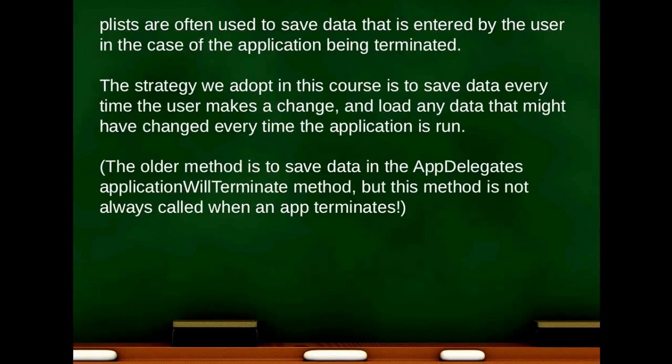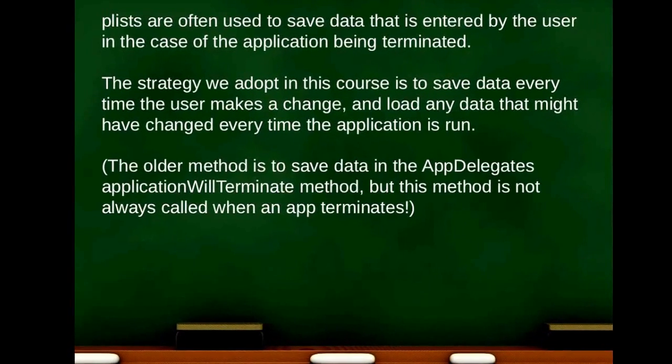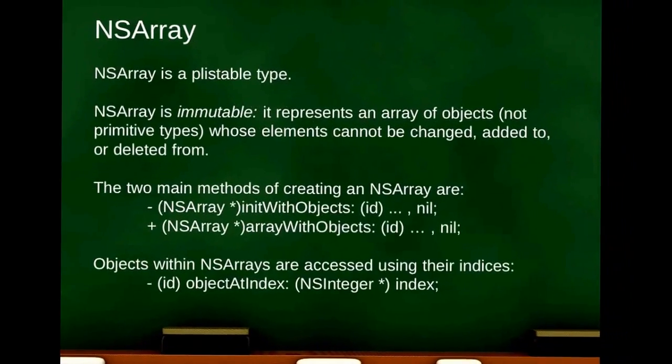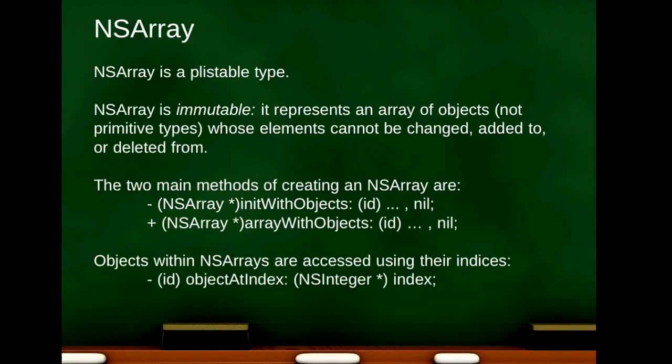If it's a plist object that's changing, and usually it is, if it's an NSArray or NSSet or NSDictionary or a mutable variation thereof, we'll save it out as a plist in the document folder on the device, and then load it back up the next time that application runs. So let's talk specifically about NSArray. It's our first example of a class that is plistable. So NSArray is a plistable type.